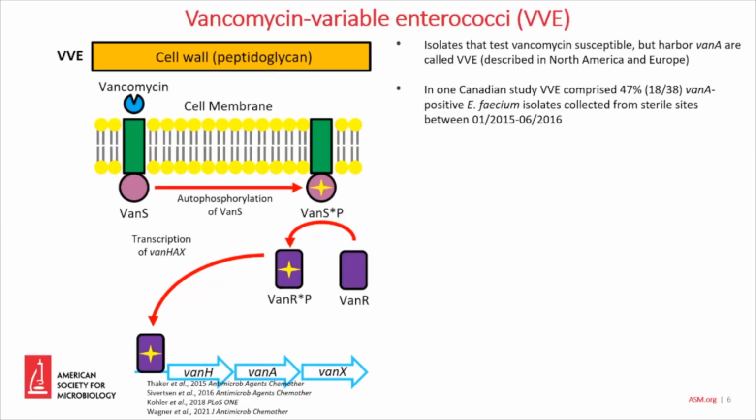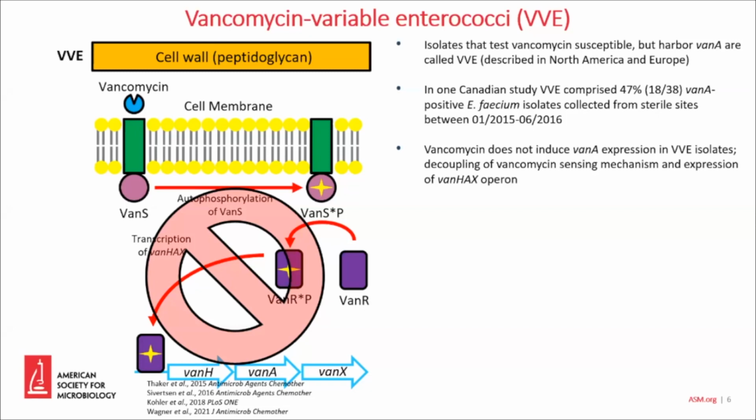There's a very interesting phenomenon known as vancomycin-variable enterococci. These are isolates of Enterococcus, typically Enterococcus faecium, that test vancomycin susceptible, but they encode the vanA gene. And they've been described in both North America and Europe. And in fact, in one Canadian study, it was shown that vancomycin-variable enterococci comprised almost 50% of vanA-positive Enterococcus faecium isolates that were collected from sterile sites.